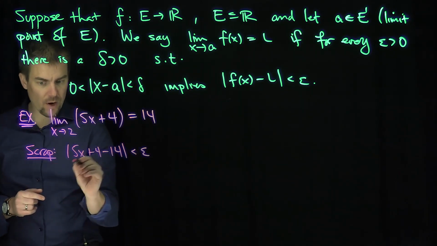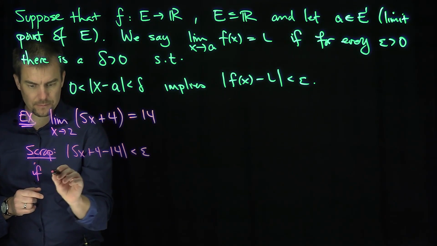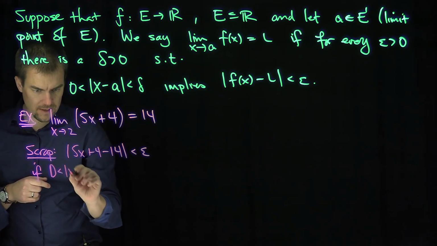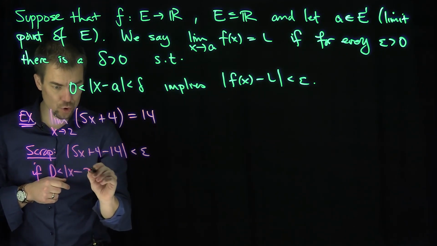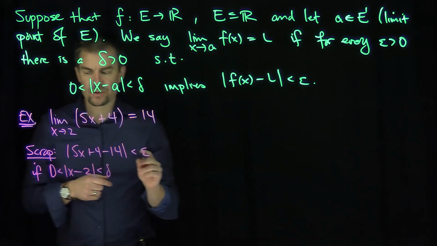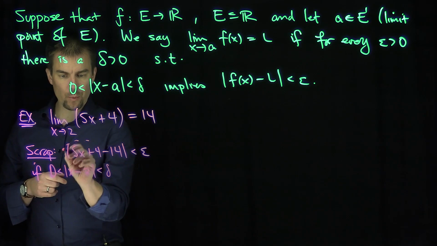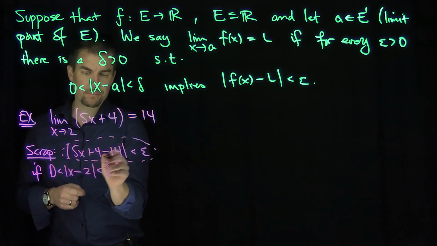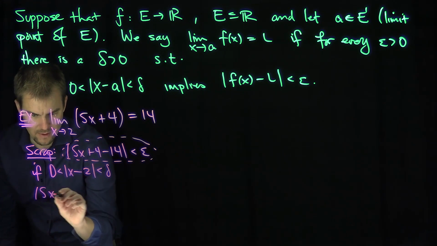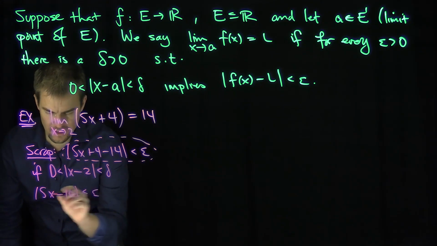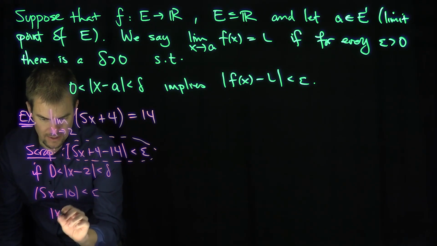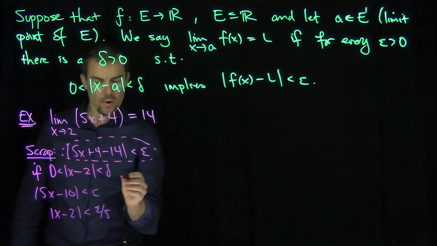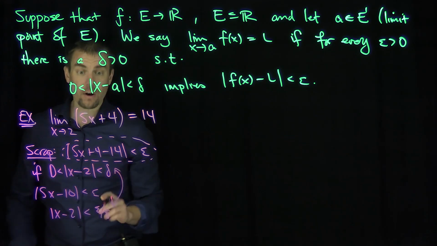I want that to be true if 0 is less than |x minus 2| less than delta. So if we simplify this expression, we're going to get |5x minus 10|. I want that to be less than epsilon. I can factor out a 5 and say that |x minus 2| is less than epsilon over 5. So now we see that if we let delta be epsilon over 5, our argument should work.